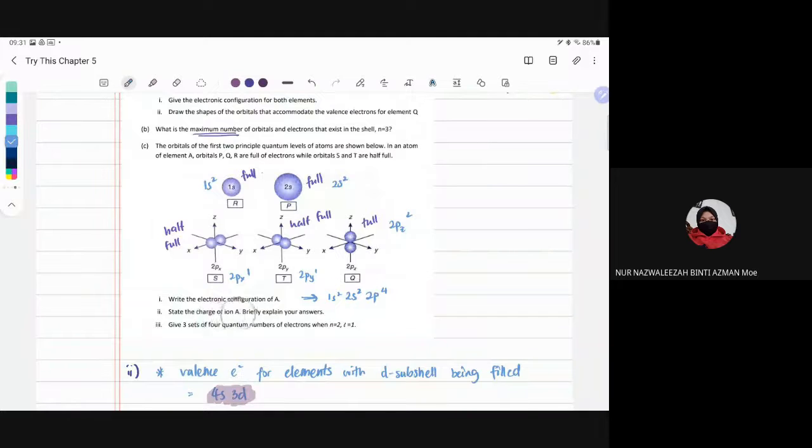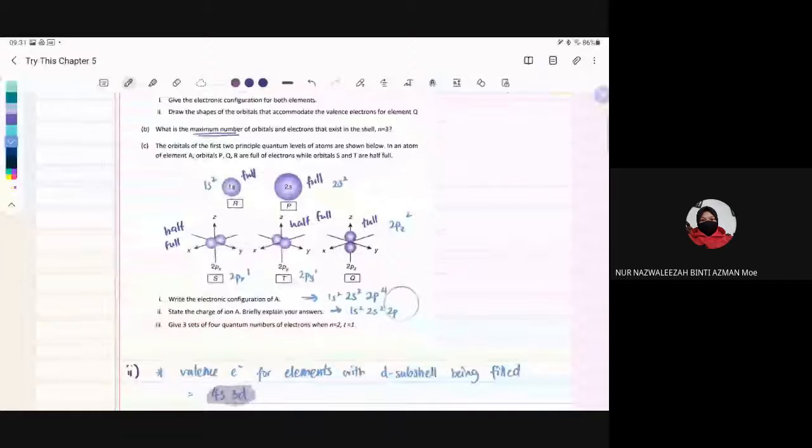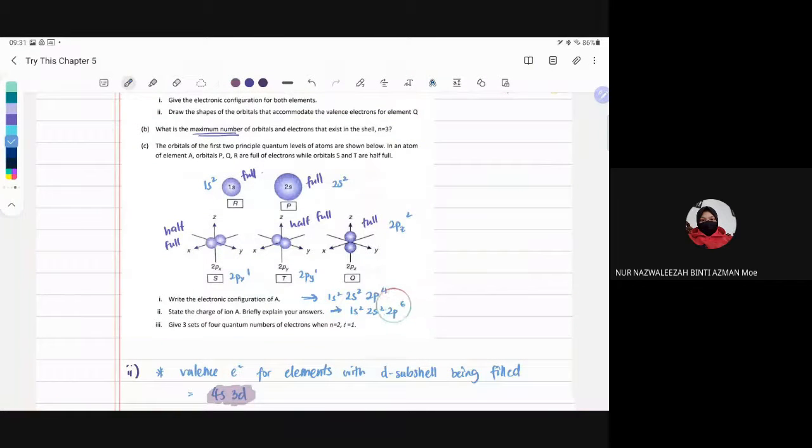Manakala charge of ion pula, kita nak tengok ion yang stable. Okay, ion yang stable dia adalah 1s2, 2s2, 2p. Nak bagi penuh dia punya valence, 2p6. Bermaksud ada tambah 2 elektron. So this is A2 minus, because to fill valence shell.